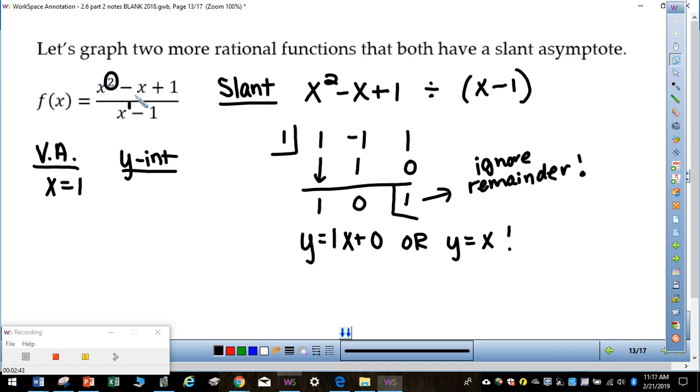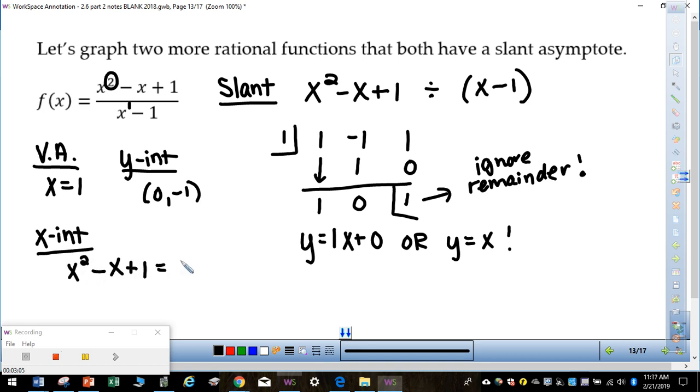Okay, so if we plug in 0 for x, all of these are going to go away. That's going to leave us with 1 over -1, which is -1. Now for the x-intercept, we get the x-intercept by setting the numerator equal to 0 and solving for x.